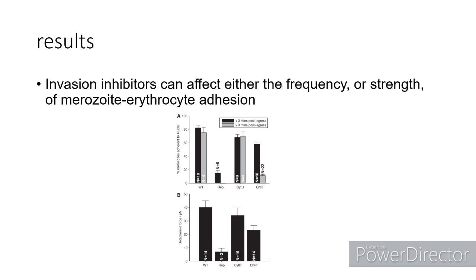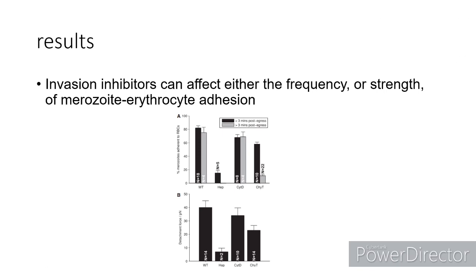And the first drug is heparin. Heparin is known to very strongly block invasion at the very first stage. And if we see, the percent of merozoite attachment to the red blood cell is very few, and the attachment force is very small, which we can say means it decreases the attachment force. And then the merozoite cannot attach to the red blood cell, which blocks the invasion.